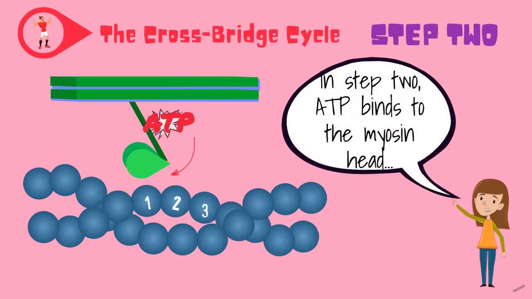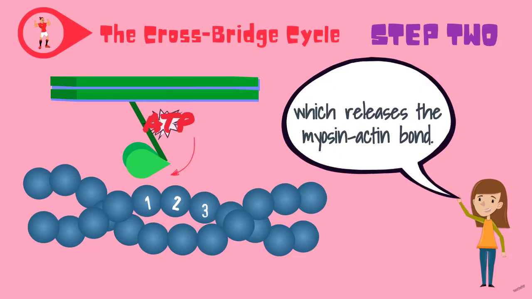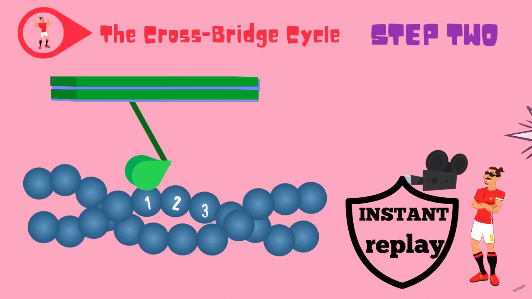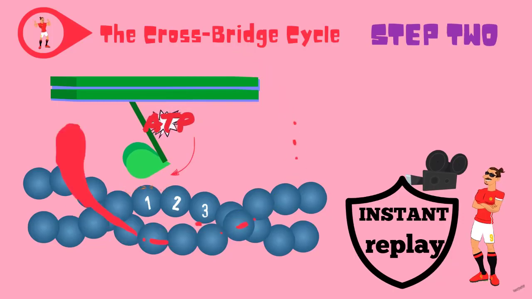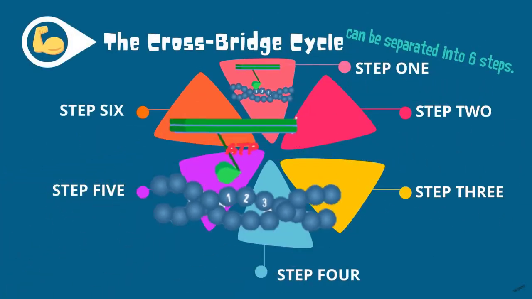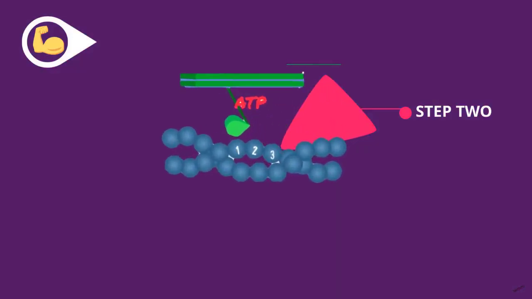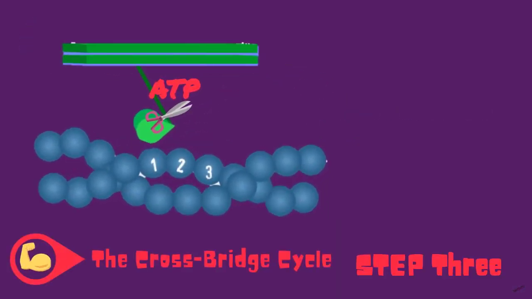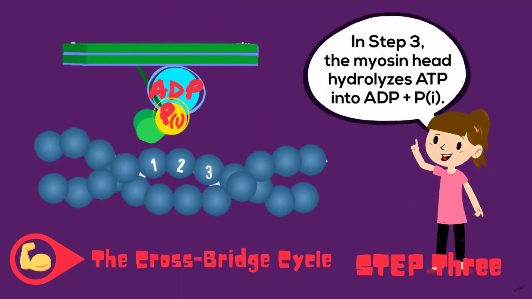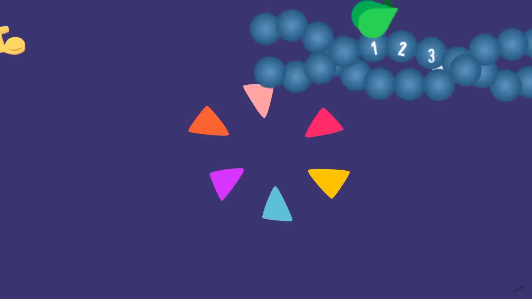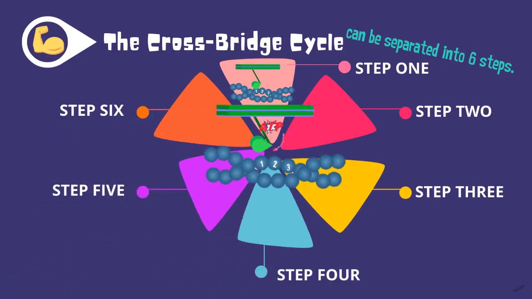In step 2, ATP binds to the myosin head, which releases that myosin-actin bond. In step 3, the myosin head hydrolyzes ATP into ADP and inorganic phosphate.